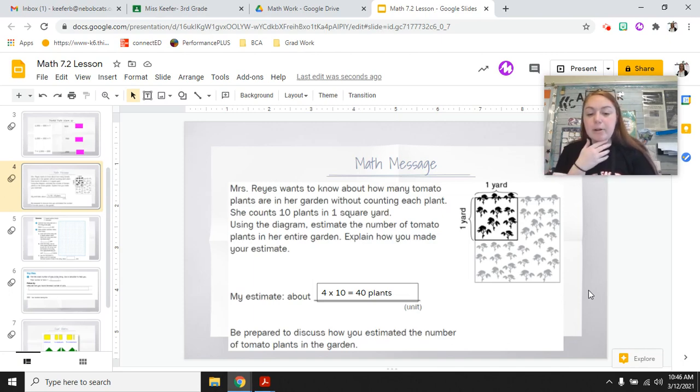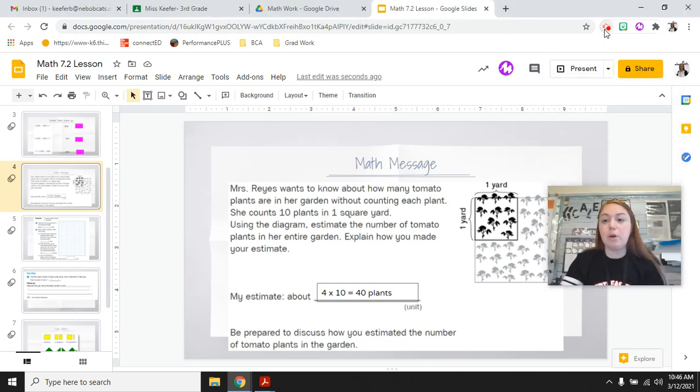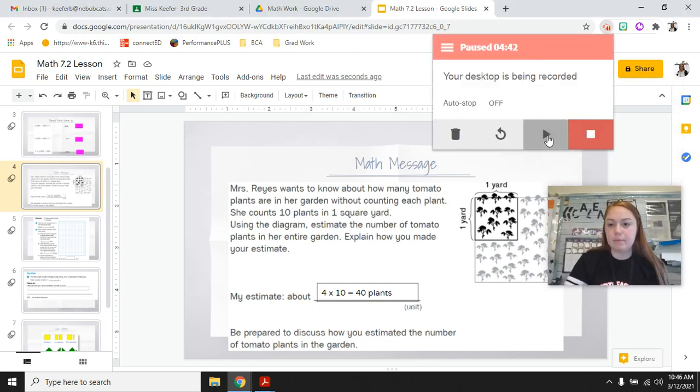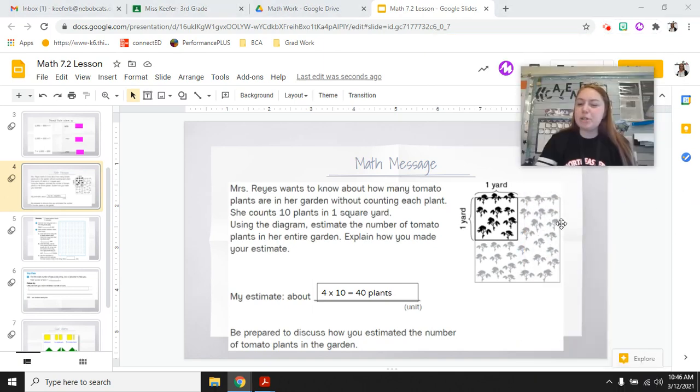Then it says, be prepared to discuss how you estimated the number of tomato plants in the garden. Obviously, we can't discuss it right now, but you will be discussing estimation with your teacher whenever you go to your Google Meet with them. So the last part of this is looking at this diagram, which is kind of hard for you to see digitally, and actually find the total number of plants with this.